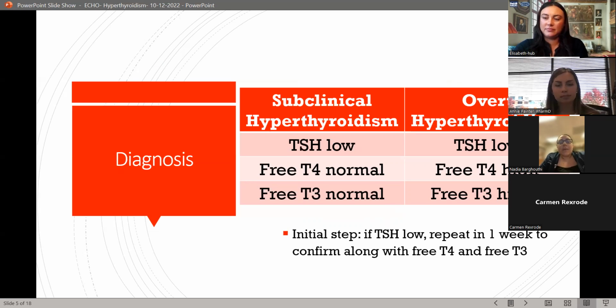So in primary care, the first thing you want to do when you get an abnormal low TSH is repeat it in about a couple days or a week or so, and get the T4 with the T3 as well to see if it was true hyperthyroidism or if it was just something that resolved on its own.